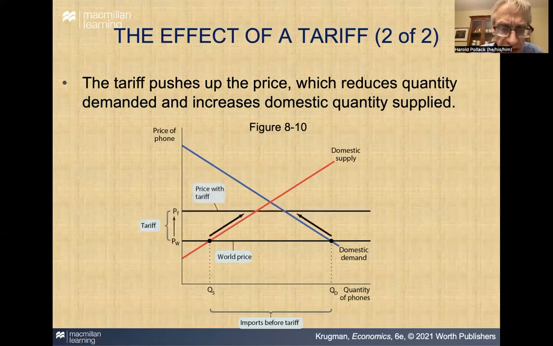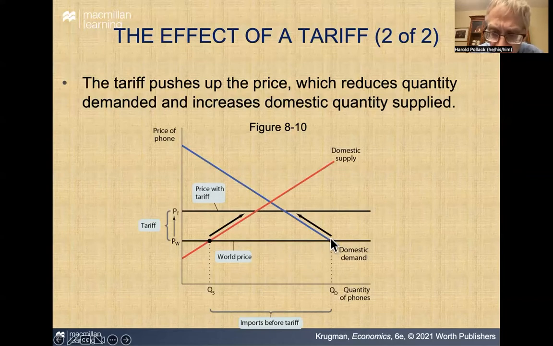Now, let's suppose that we put a tariff on, we put a big sales tax on imported phones, and that essentially raises the price of a phone that you could buy in the United States from whatever the world price is to the world price plus the tariff. Okay? So what's going to happen?